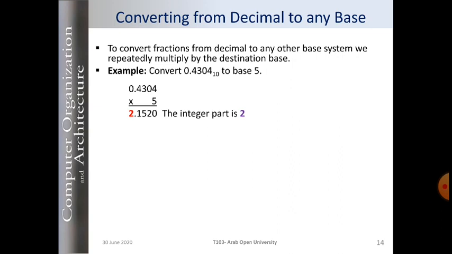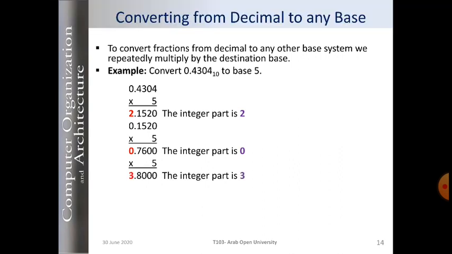2.1520. We take the integer part, which is the number 2 in red color, as an output. The remainder is 0.1520. Just omit the integer part. Again, multiply by 5. The result is 0.7600. The integer part is 0. Take it as output. Multiply by 5.